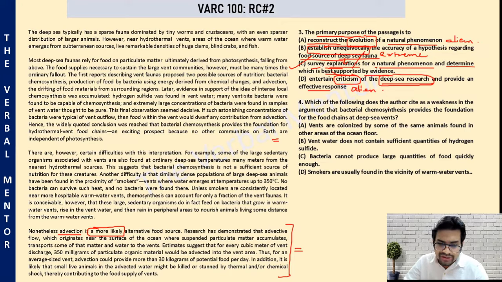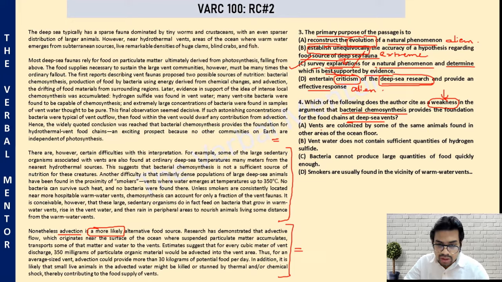Next question: Which of the following does the author cite as a weakness in the argument that bacterial chemosynthesis provides the foundation for the food chains at deep sea vents? The author points out a weakness in this argument in the third paragraph, where he mentions the large animals residing in the non-vent regions. If bacterial chemosynthesis was the primary source of food, then these large animals should not be present in non-vent regions. That is what he cites as evidence that this theory is weak.